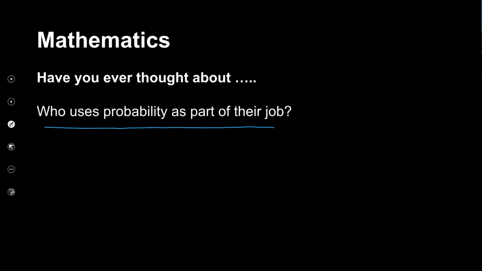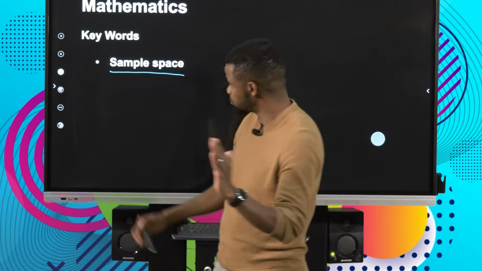So let's look at what we have on some of the keywords. What is a sample space? A sample space, if I have a die, okay, my sample space will be 1, 2, 3, 4, 5, 6. If I have a fair coin, my sample space will be head or tail, because if I flip a coin, I'll get head or tail.